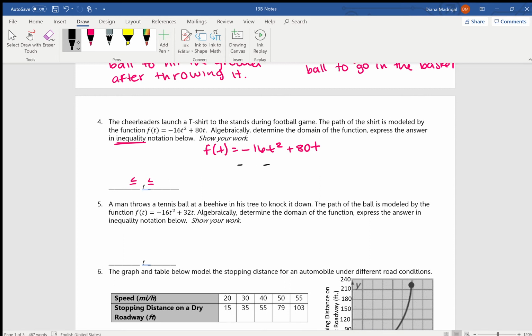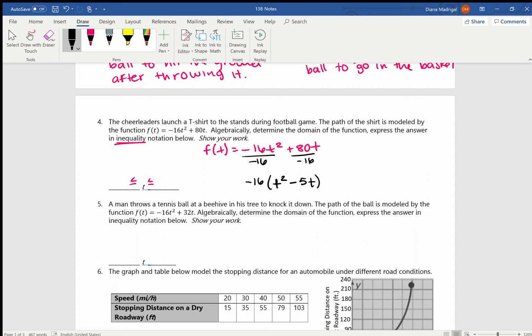Let me show you what's going on. When I take out the negative 16, I'm dividing both of them by negative 16, because they both have 16 in common. How do I know? Because when I divide, this is going to be 1, but I don't have to put the 1, so I just put t squared. 80 divided by negative 16 gives me negative 5. And I still have a t, so take that t out.